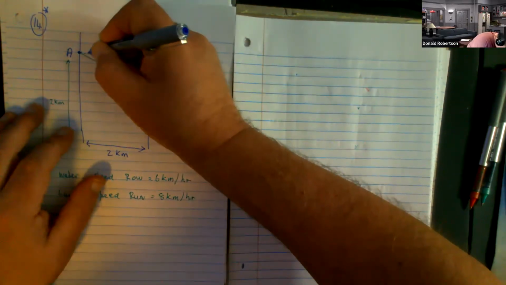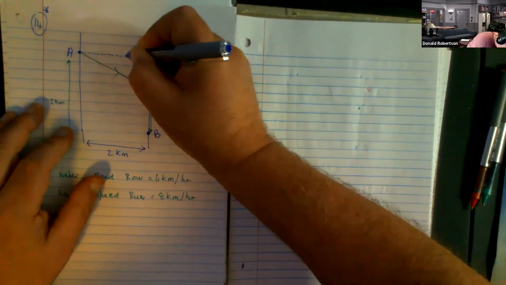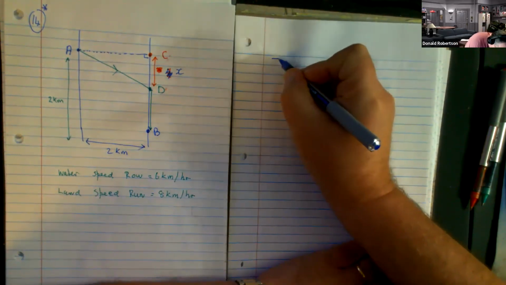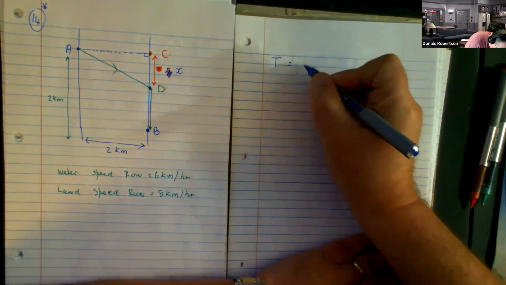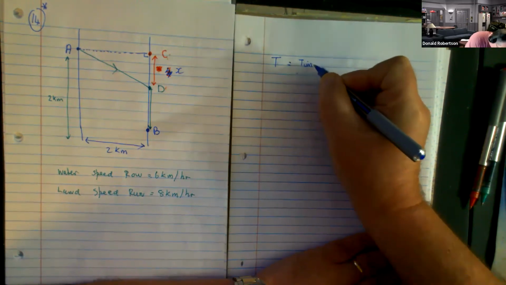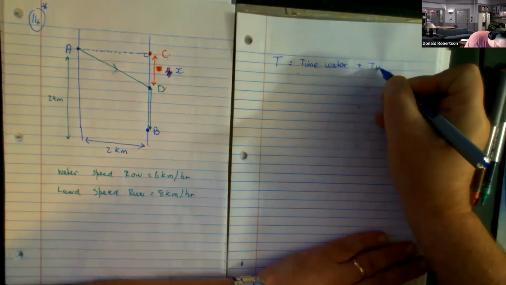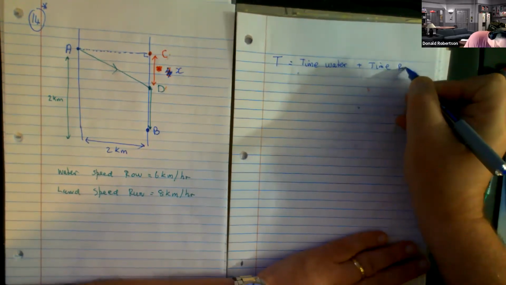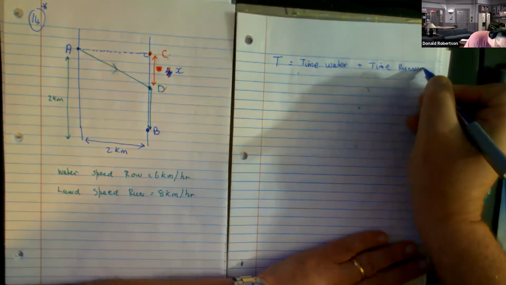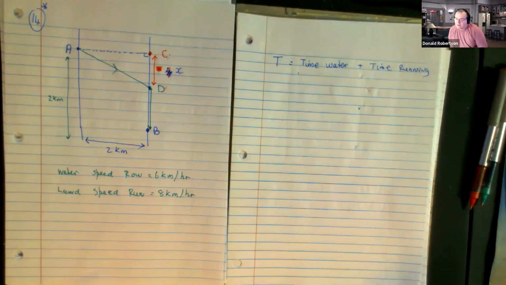Now I'm going to add in an invisible dotted line that goes horizontally to make a little right angle triangle. And so T is going to be my optimization function. And T is going to be the total time of whatever journey I take. And that's going to be made up of the time that I spend in the water plus the time I spend running. Would you agree that's the total time, right? How much I spend rowing, how much I spend running.